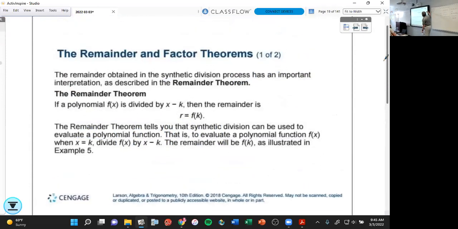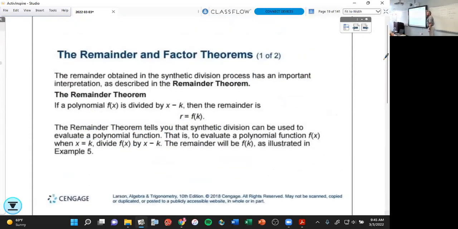So what if the remainder was 0? What does that tell you? If the remainder is 0, it's a factor, right? If the remainder is 0, that tells you that that value is a factor, or it is a solution. Okay.